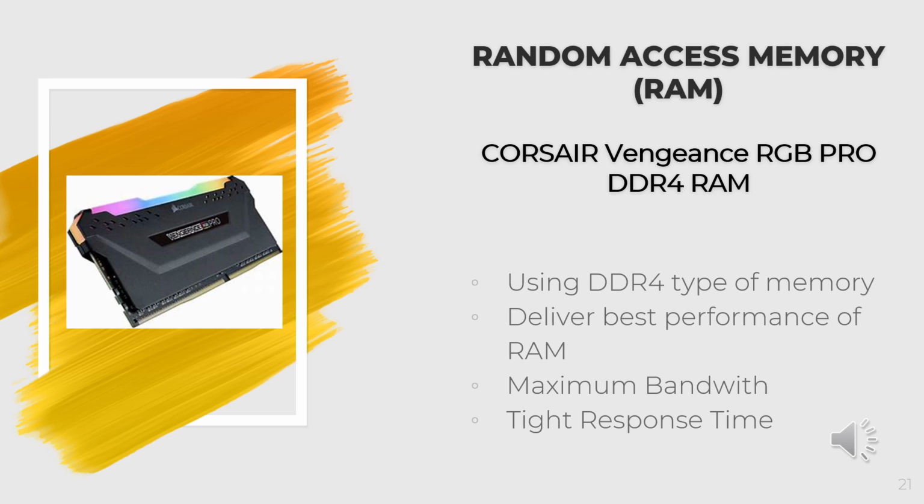For the random access memory, or known as RAM, we use the Corsair Vengeance RGB Pro DDR4 RAM, which is from Corsair. This RAM uses the DDR4 type of memory. It can deliver the best performance of RAM because it is using DDR4. And DDR4 can provide a maximum bandwidth with a tight response time. So this is the choice of RAM that has been used by Maybank.